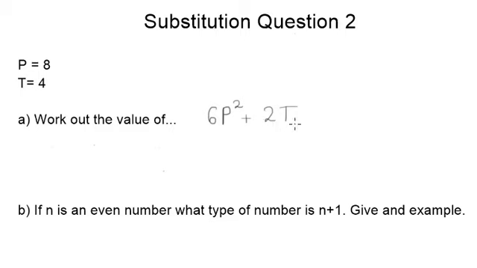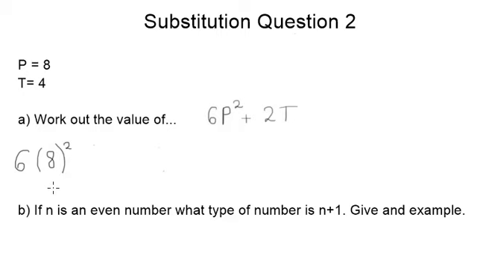So when we deal with substitution, what we need to do is wherever there is a p, in this case we're going to write 8, and wherever there's a t, we're going to write 4. So let's write this out and see if we can make more sense of this. First we're going to have 6, and instead of a p, we're going to have 8. So it's going to be 6 times 8 squared.